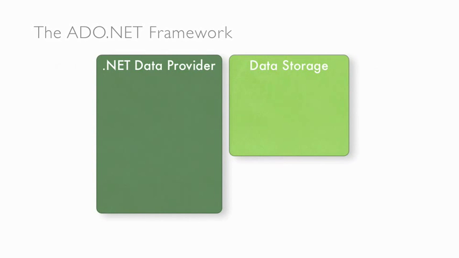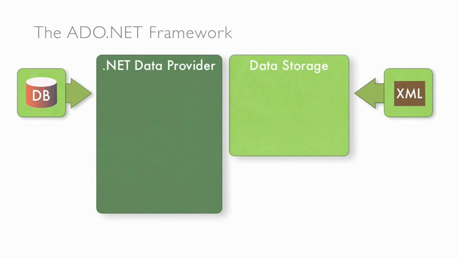The data providers have a distinct relationship with your data source, whether it's a database, a service, or an object, whereas the data storage represents a disconnected storage mechanism to store your metadata and schema as well as your data. Let's explore these. Underneath the data providers, we have a connection object.